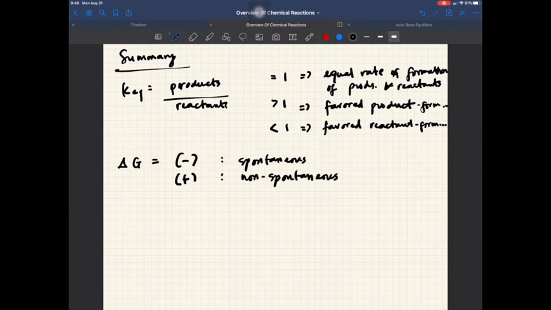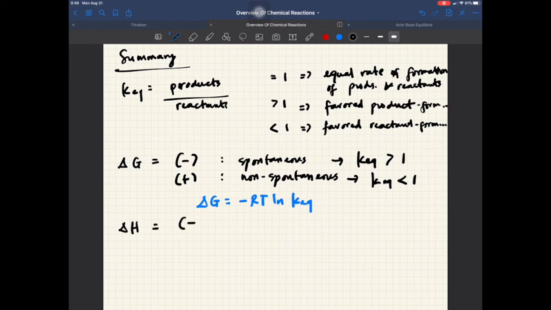So when is a reaction spontaneous? It is when we have a KEQ value of greater than 1, and non-spontaneous when the KEQ value is less than 1. This relationship is represented by the equation delta G is equal to negative RT ln of KEQ. Finally, we have the thermodynamic values delta H, or change in enthalpy, negative and positive. So a negative change in enthalpy means that your reaction is exothermic.